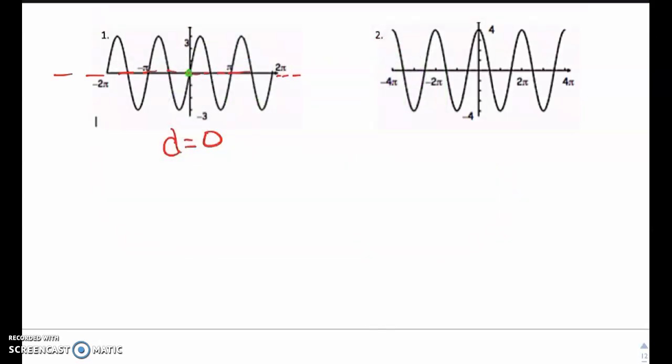Okay, now looking at this curve, it looks like that would be one wave. And notice we have a starting point at 0, 0. So I'm thinking this is a sine curve. Okay, so what is the distance that I am from that midline?